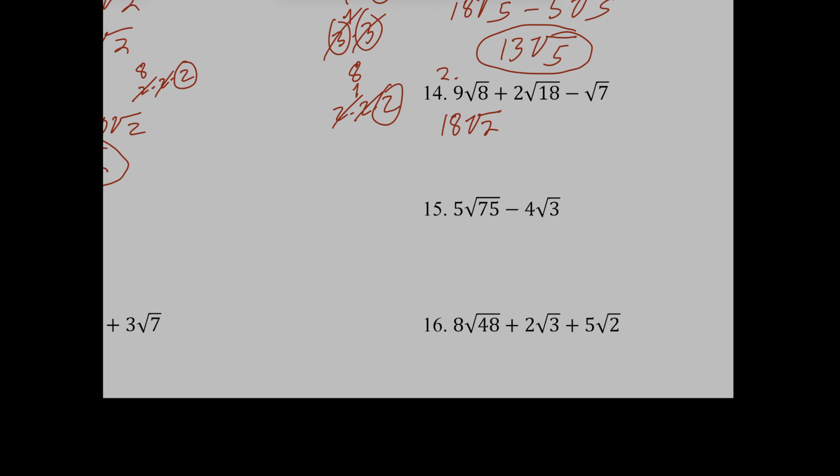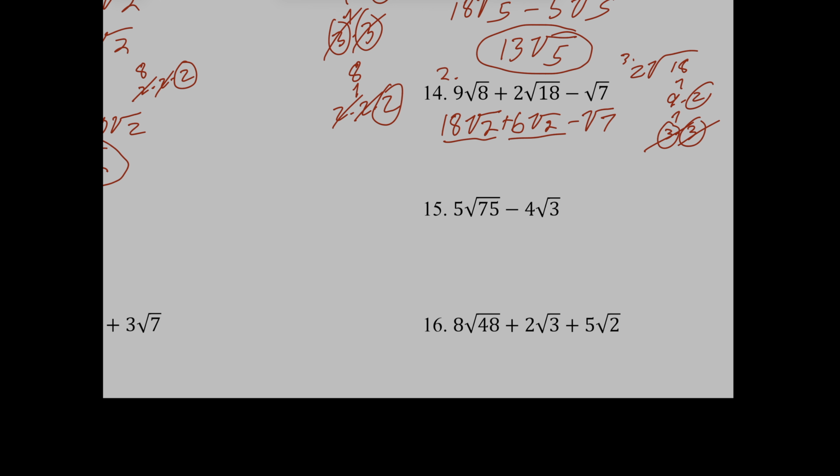This is going to be 2 rad 18. Well, that can become a 9 times 2, and that's a 3 times 3. So if I pull out a 3 to go with that 2, I'm left with 6. That's a plus sign, sorry. 6 rad 2 minus rad 7. I can't break down 7.